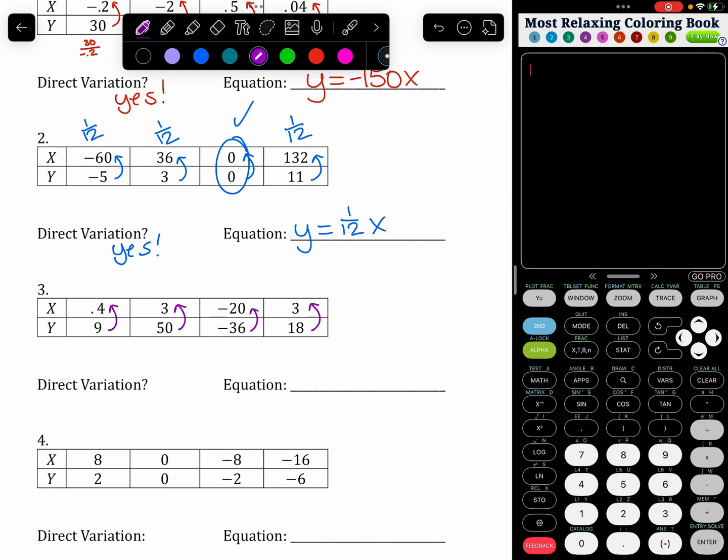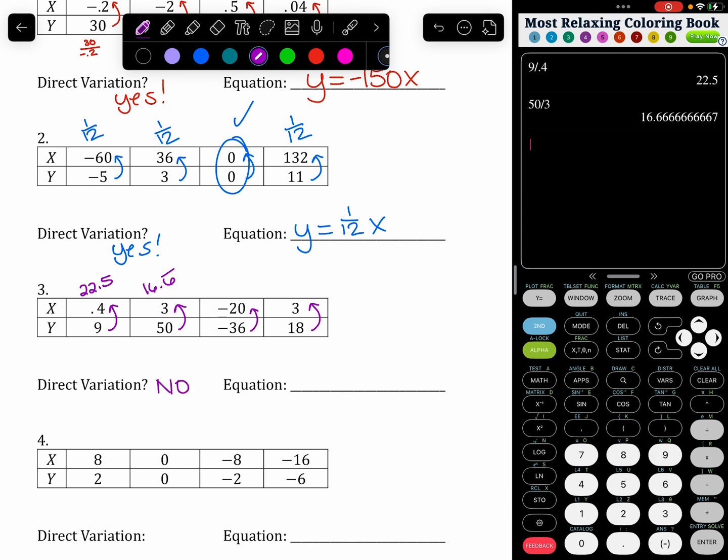Okay, next, let's do this one. All right, so I'm going to do 9 divided by 0.4, and that is 22.5. I'll just leave that as 22.5. That's an okay decimal. 50 divided by 3 is 16.6 repeating. I don't have to go any further than this.